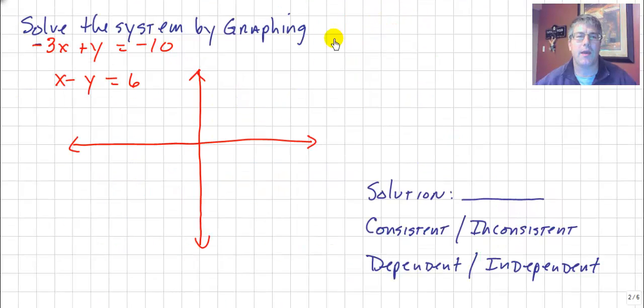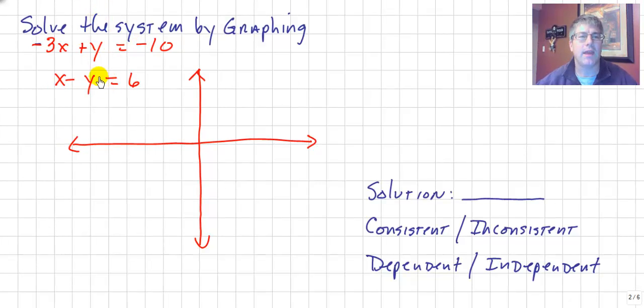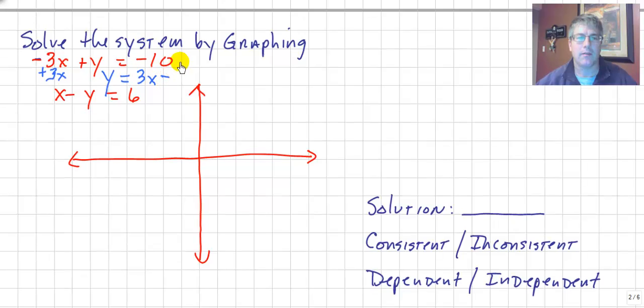Let's take a look at our first sample problem here. Let's solve this particular system by graphing. I'm going to take the first equation and put that equation into slope-intercept form. I'll add the 3x to both sides, and that becomes y equals 3x minus 10.